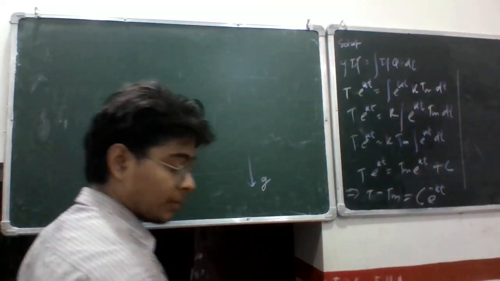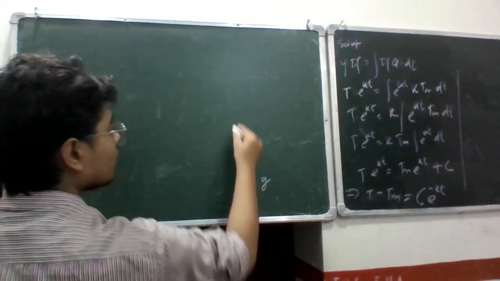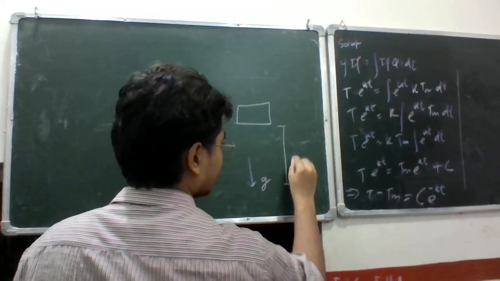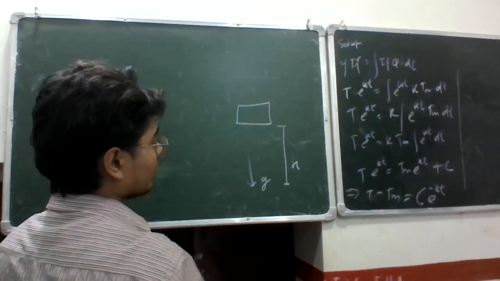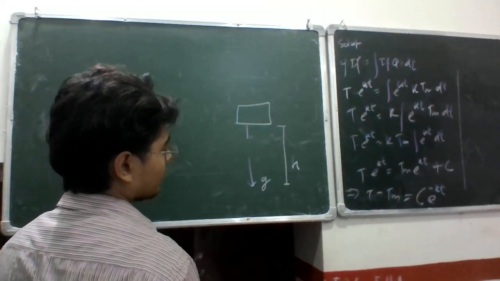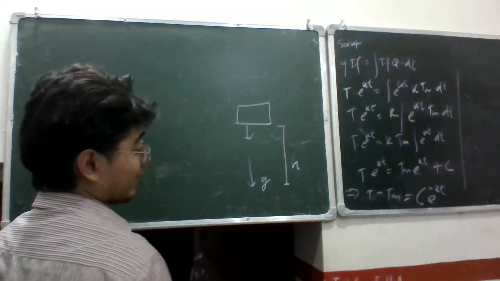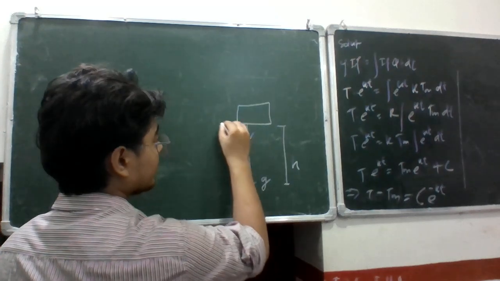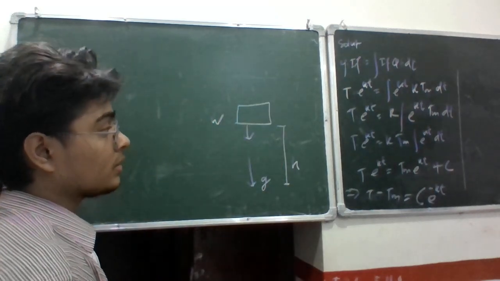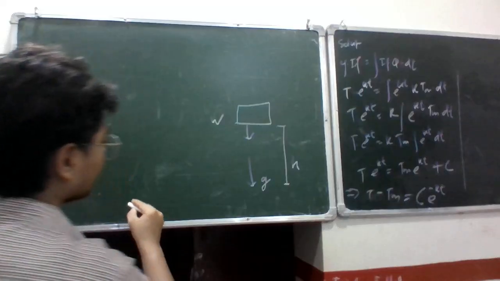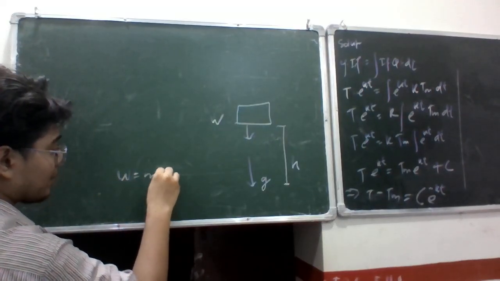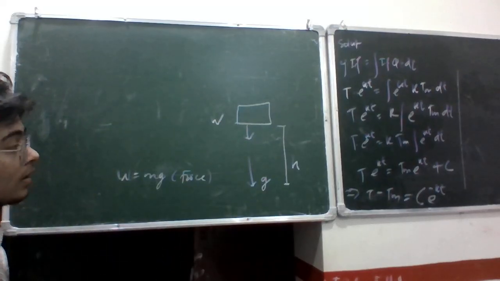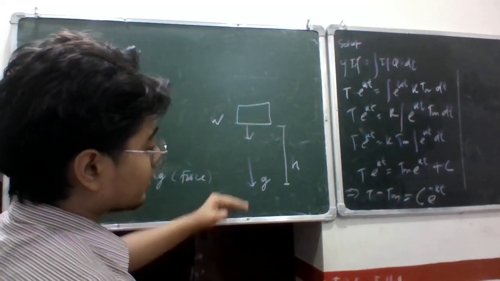Suppose we have a body at height h, and it falls from that. Then what is the driving force for that? The driving force is obviously gravity, or we can say the weight of the body, right? The weight of the body, which is m times g, is actually a force which is pulling it towards the ground.